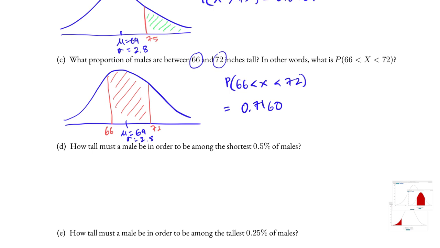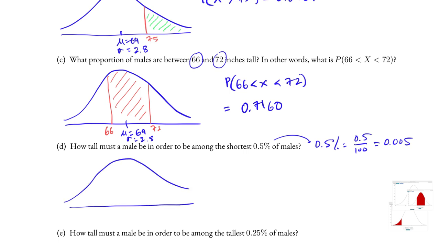Next, how tall must a male be in order to be among the shortest 0.5% of males? 0.5% is 0.5 over 100, which is 0.005 in terms of the probability. Same thing, we would draw the normal bell-shaped curve, label the mean 69, the standard deviation 2.8. This time there is no x value. We're looking for the height, which is the x value, but we're given the probability, the area, the proportion.